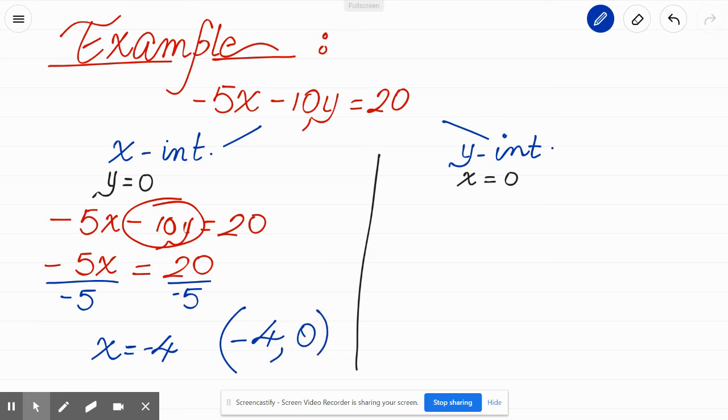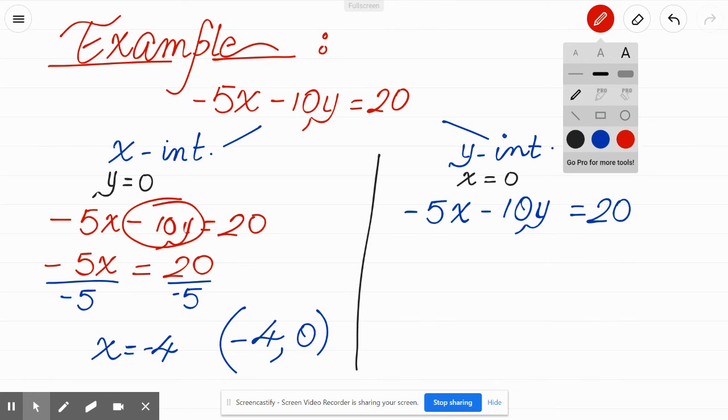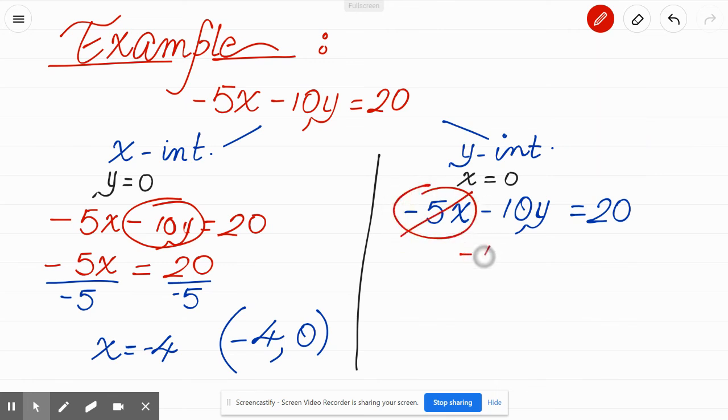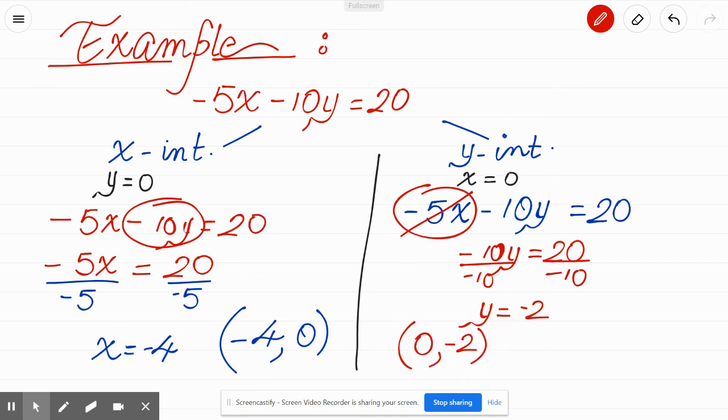All right, let us now calculate the y-intercept. For the y-intercept, remember, the term with x will go away, or we'll just completely forget about it. So it's gone. Negative 10y equals 20. And here we'll divide by negative 10 on both the sides. And we'll have y equals negative 2, which basically means that my y-intercept is (0, negative 2). Again, it'll give us a good idea to graph the given function.